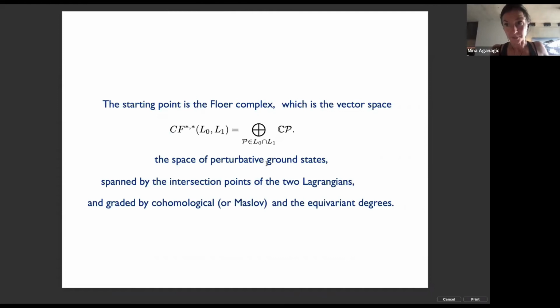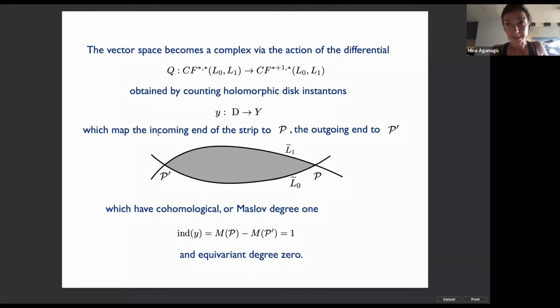The starting point is the Floer complex, which is the vector space of perturbative ground states spanned by intersection points of the two Lagrangians and graded by cohomological or Maslov and equivariant degrees. This vector space becomes a complex because of the action of a differential obtained by counting holomorphic disk instantons, which map the incoming end of the strip to an intersection point P, the outgoing end to P prime, and which have cohomological or Maslov degree 1 and equivariant degree 0.